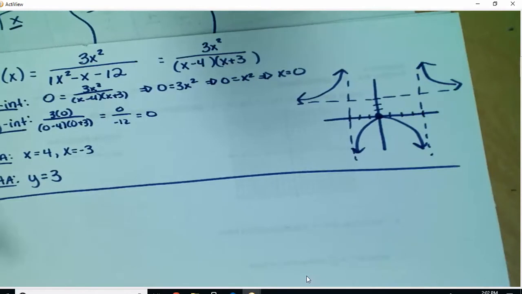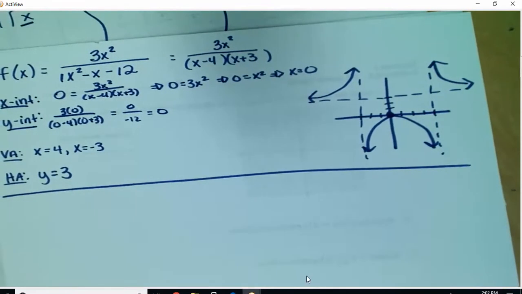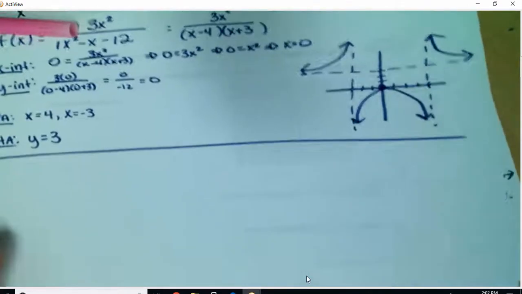Let's see, what else? Trying to look at my list to make sure we've gone over everything. We did some of the long division yesterday, so you guys are okay with that? For the oblique, when you had to divide it. Let's do a word problem. We did an interest one on the study guide. Let's do something different this time.